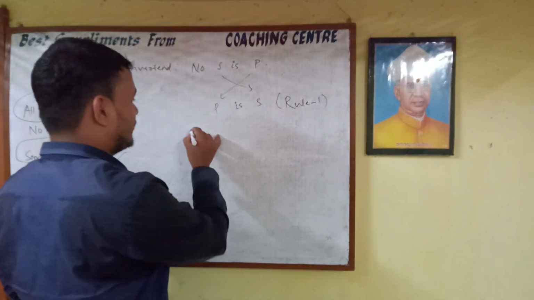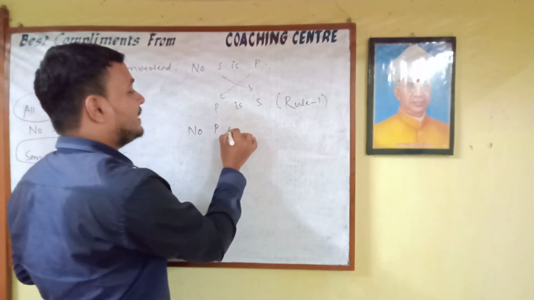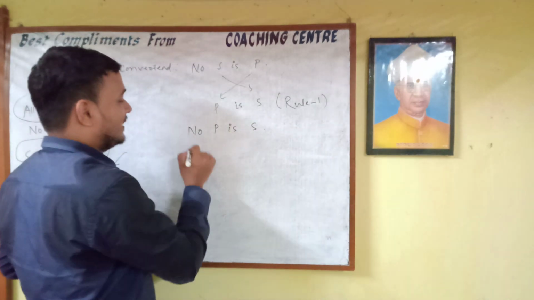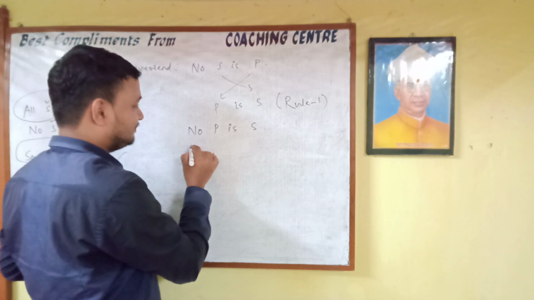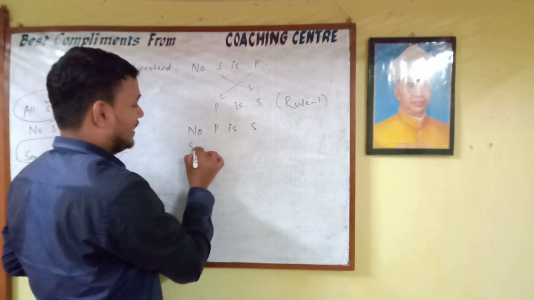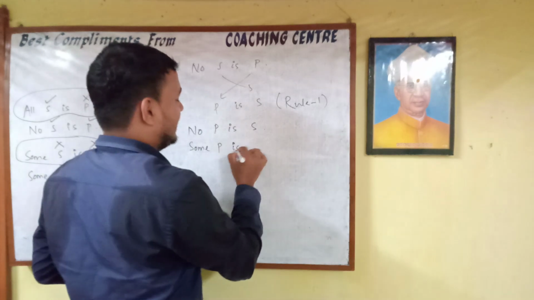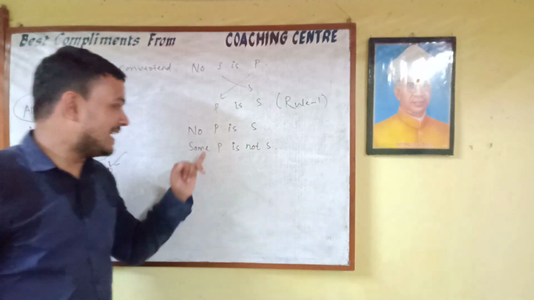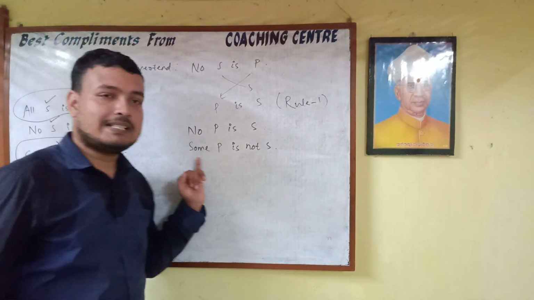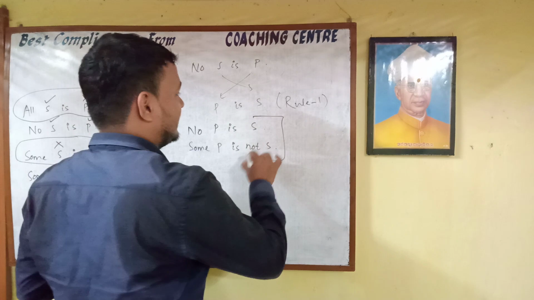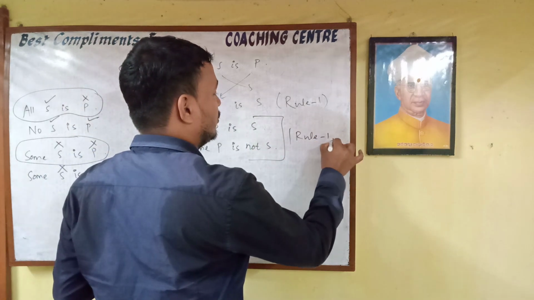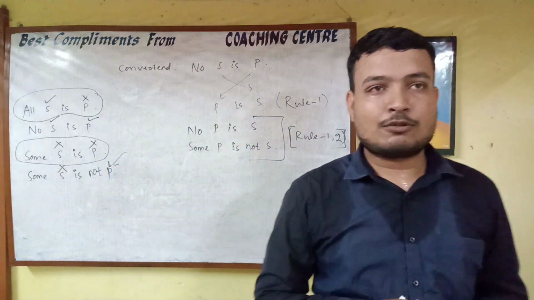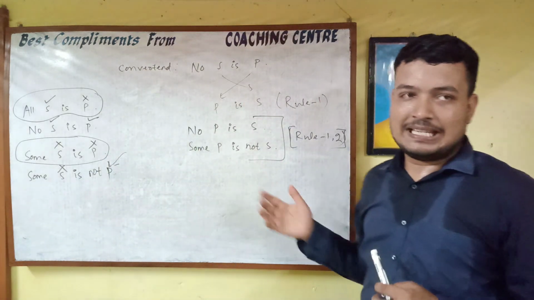So what are the possibilities? The first possibility is no P is S. The second possibility is some P is not S. Are you clear? No P is S is the first possibility, and some P is not S is the second. Rules 1 and 2 are both applied, but we have two possibilities here, so we'll go to rule 3.